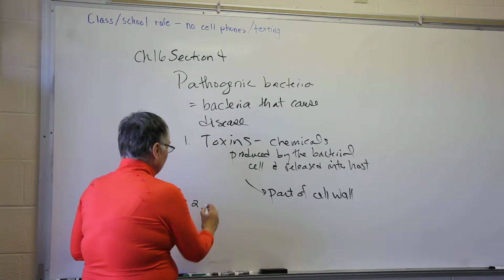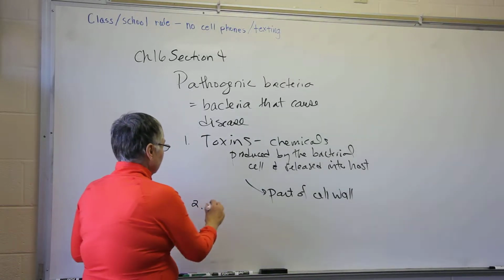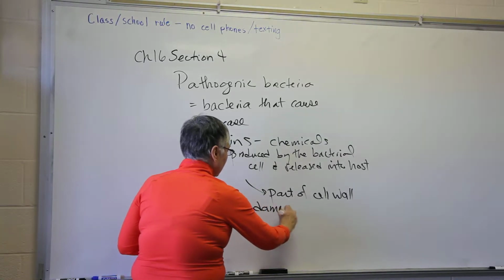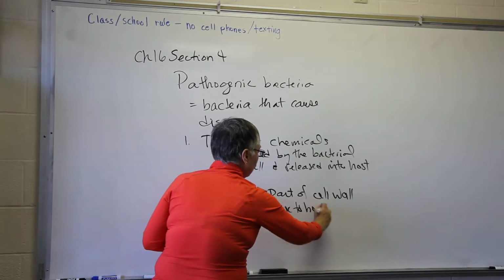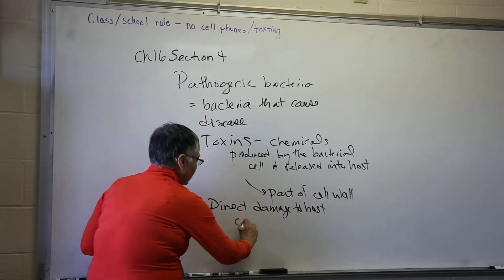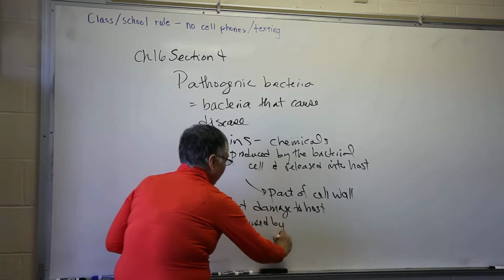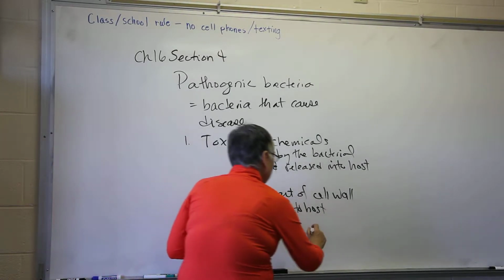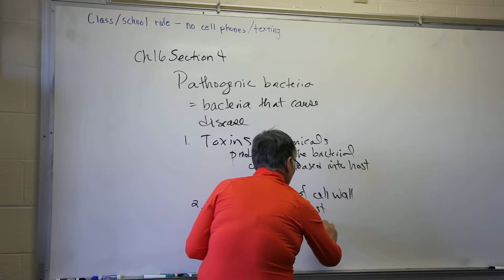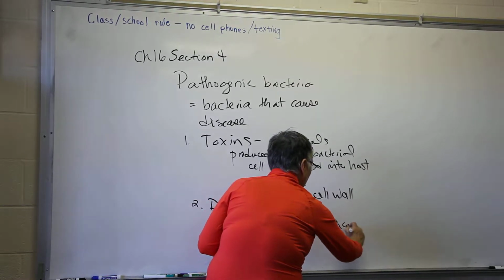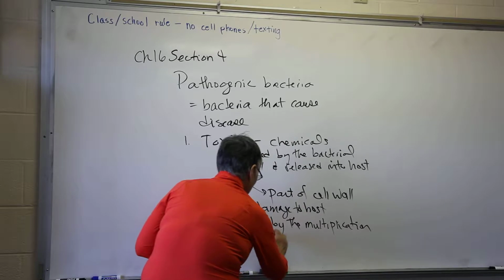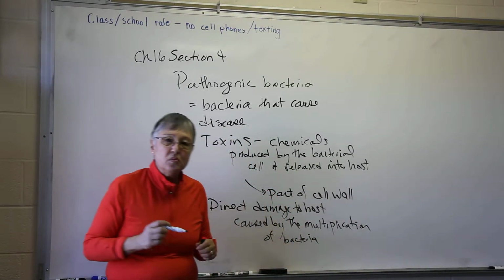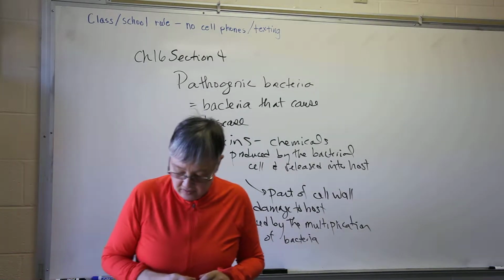A second category is what we call direct damage to the host, and this is caused by the multiplication of the cells, the bacteria cells, and their physical presence in a body tissue.